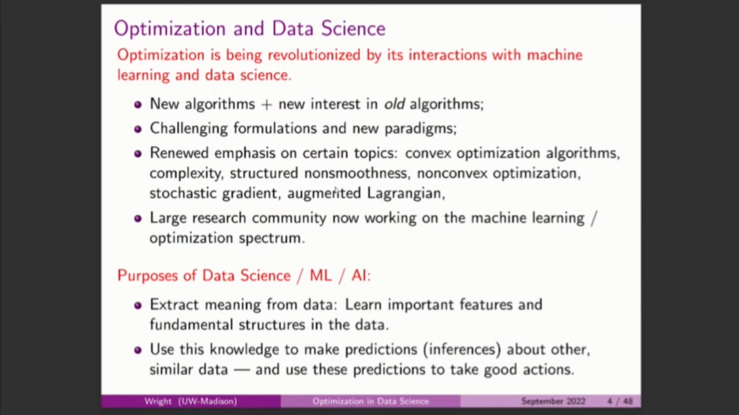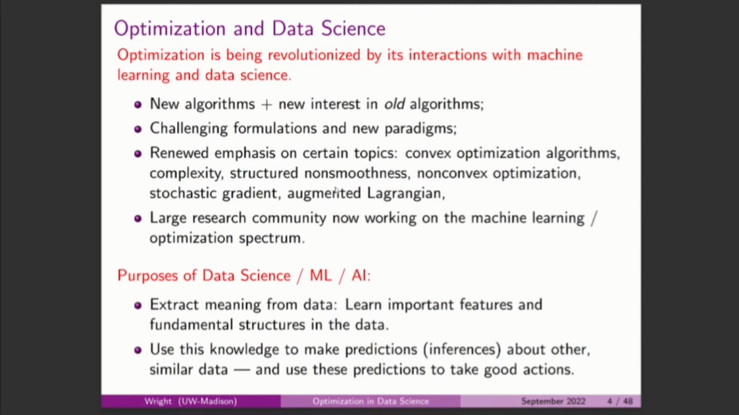Okay, so just a few comments to get going. I've been reading this mantra for some years now, but I think it's still relevant that optimization is being revolutionized by its interactions with machine learning and data science. I think that came through in Wotao's invited presentation.